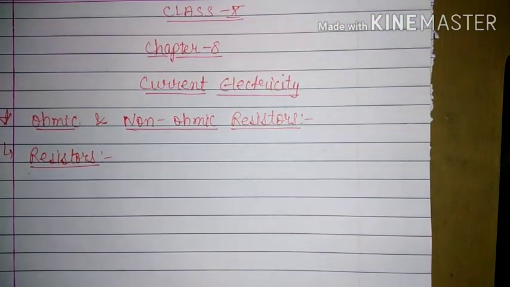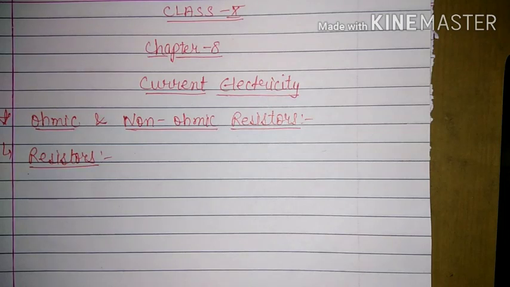Actually, resistors are the electrical components that implement electric resistance. That means they will control the amount of current and voltage. It will divide the voltage according to the requirements and adjust the amount of current flowing through the circuit. And we know that the same function is performed by resistors.